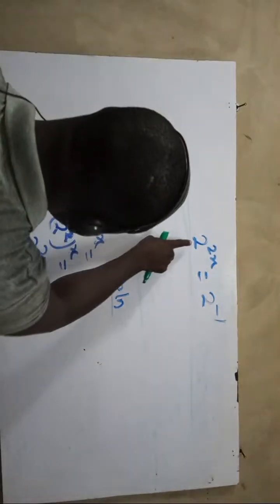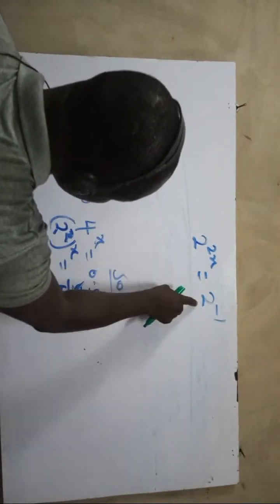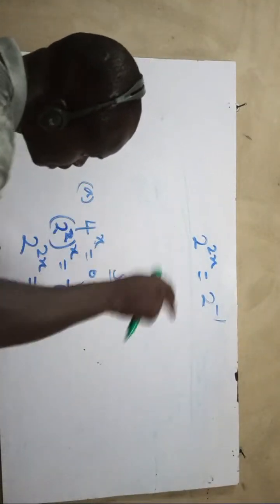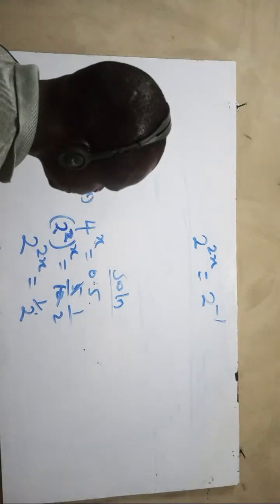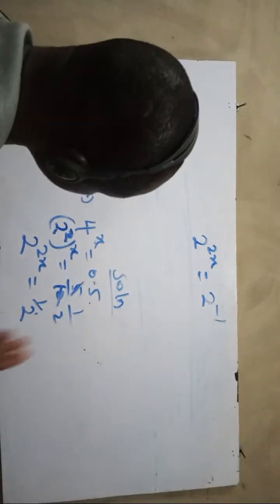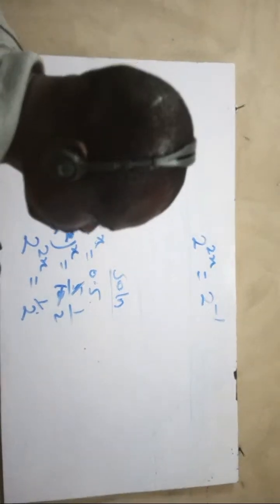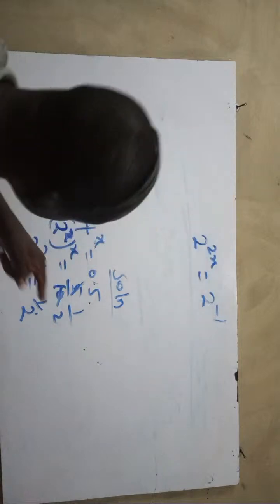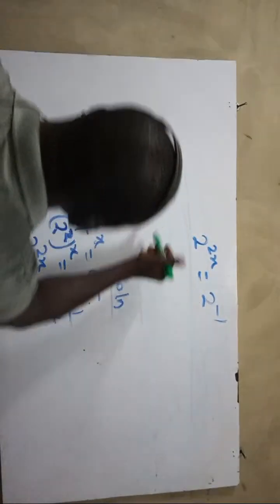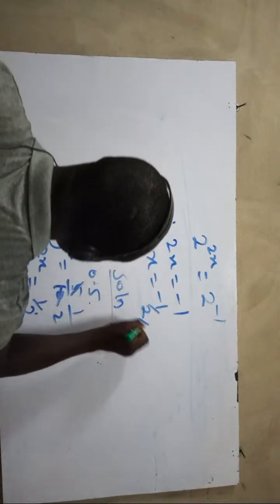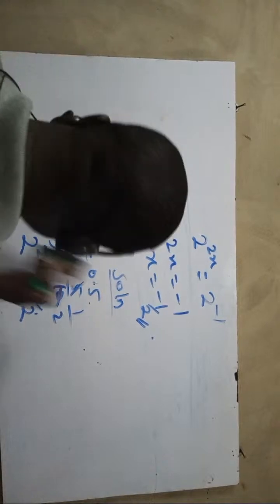Now look, the bases are equal. If the bases are equal, we equate the powers, and it's vice versa. If the powers are equal, you equate the bases. Do we get that? When you are solving simple exponential equations, equations involving indices, if the bases are equal, you equate the index or the power, and if the powers are equal, you equate the bases. It's vice versa. So in this case now, the bases are equal. We now say therefore 2x is equal to minus 1. Therefore x is equal to minus half, and that's what we get.